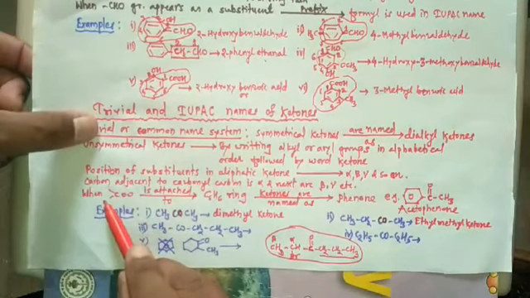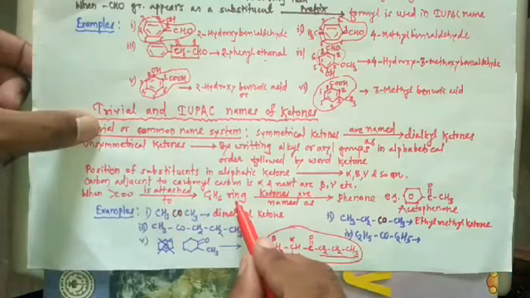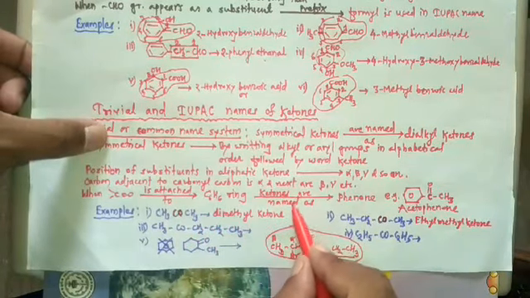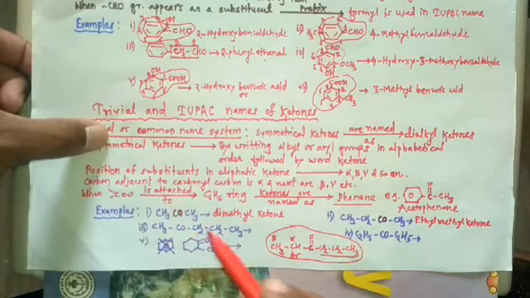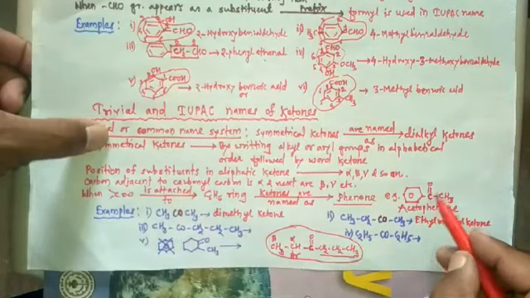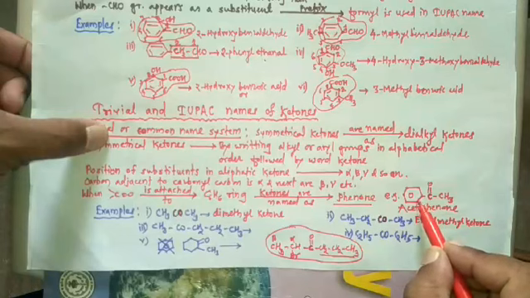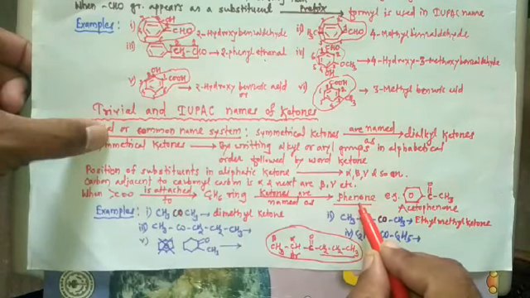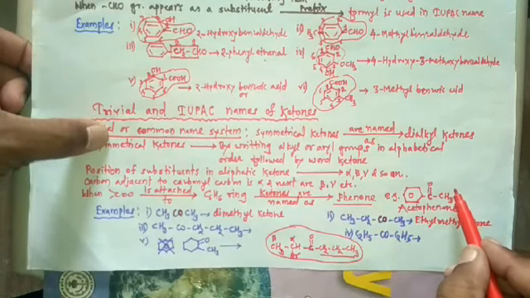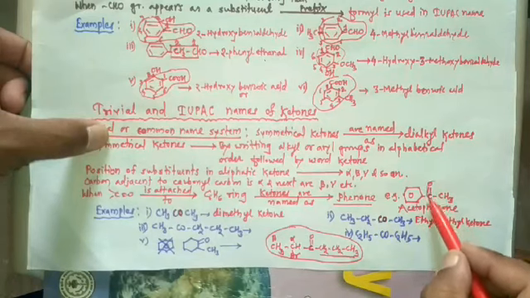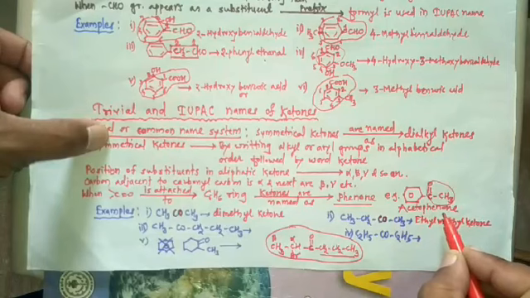So when the carbonyl group is attached to a benzene ring, then ketones are named as phenone. See this example. Here the carbonyl group is attached to this benzene ring, and such types of compounds are named as phenone. So here an aceto group is present. That's why the name of this compound is acetophenone.